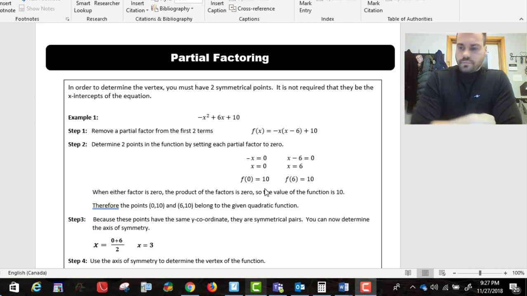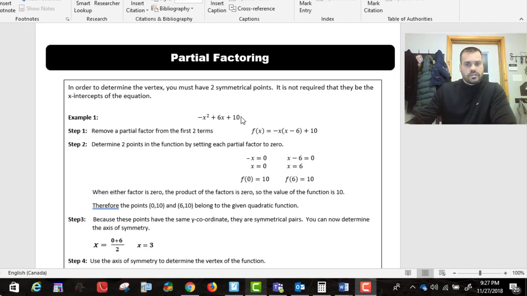So what we do with the method of partial factoring is we just look at the first 2 terms. We pretend this number's not there for a second, and we just factor these 2 terms. We take a common factor out. Okay, so we remove a partial factor. It's partial because it's not in the 10. So we take the minus x out of here. That's the common factor for minus x squared and 6x, and we're left with x minus 6.